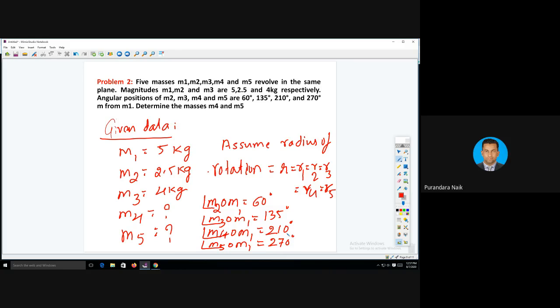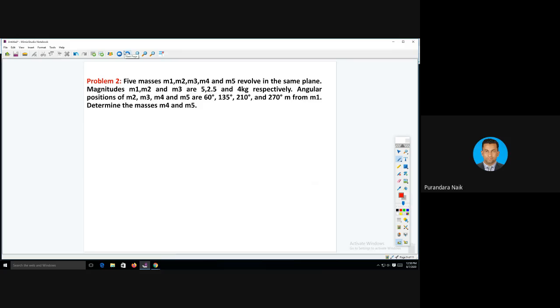This much data is given in the problem. Angles are given. Radius we have assumed because it is not given in the problem. We have assumed equal radius as R. M1, M2, M3 are given. M4 and M5 are unknown. So this is the problem. Now, the first step, we need to draw the space diagram. With the help of the angles, you can draw the space diagram. Let us go to the space diagram. Step 1, space diagram.